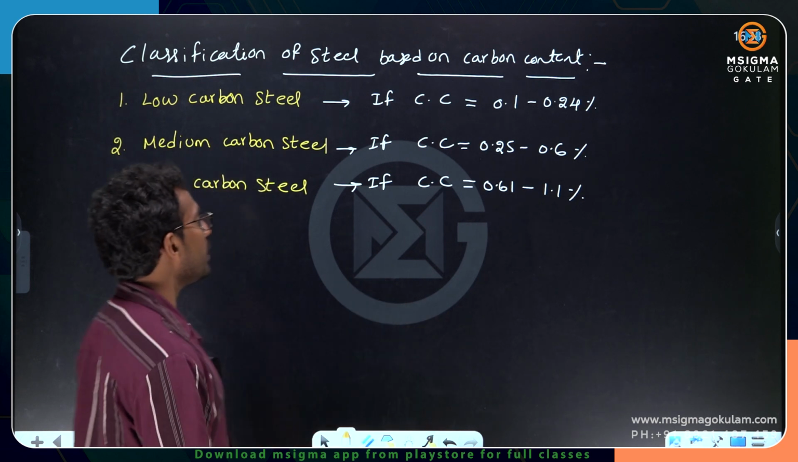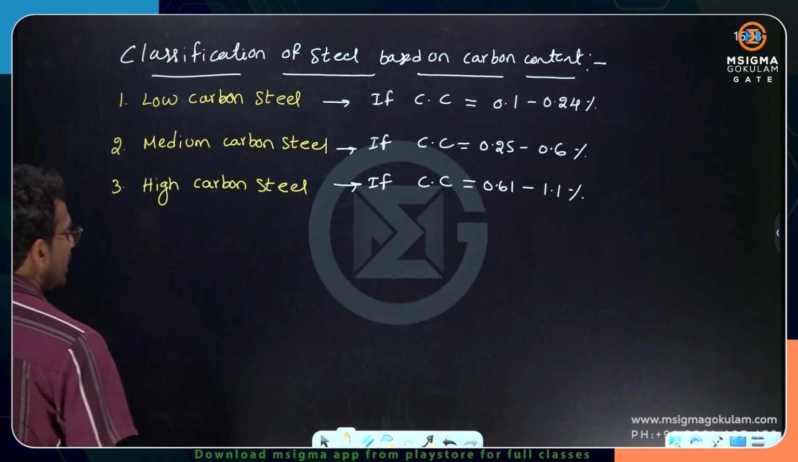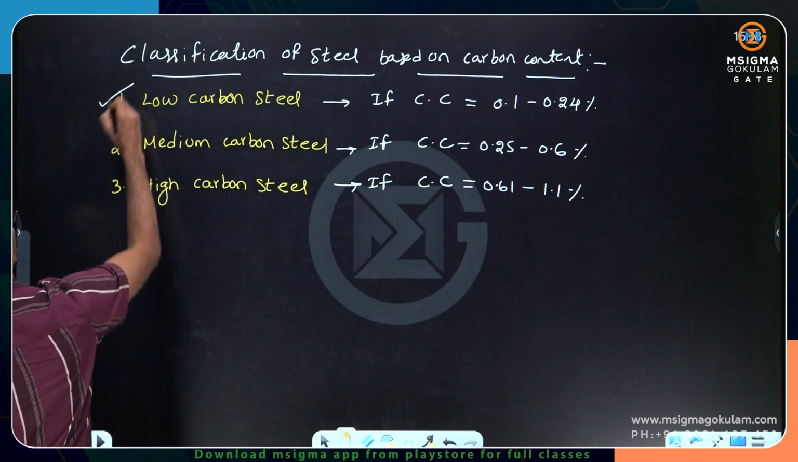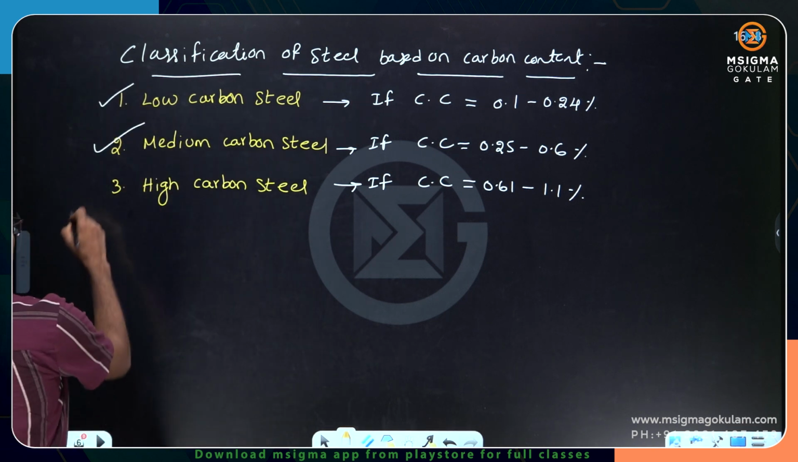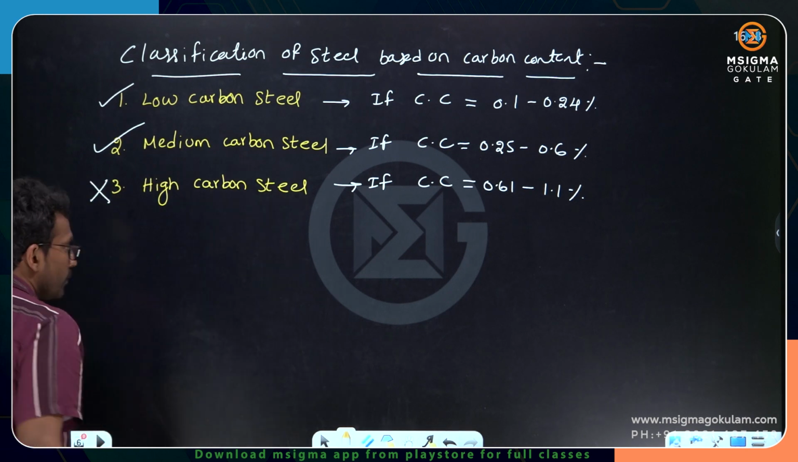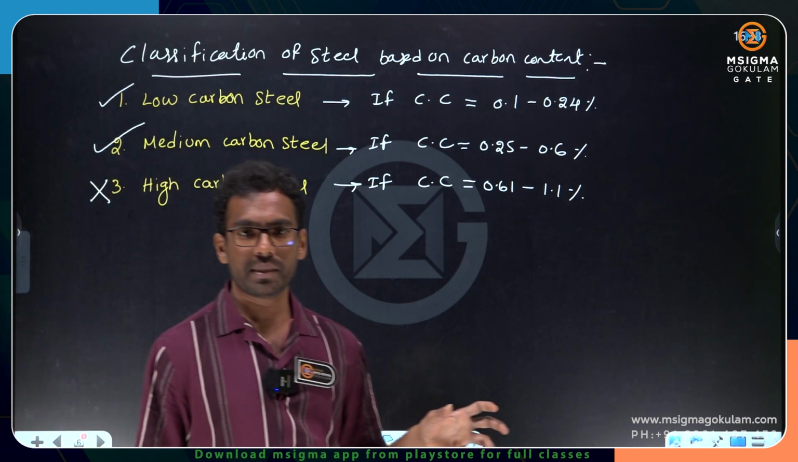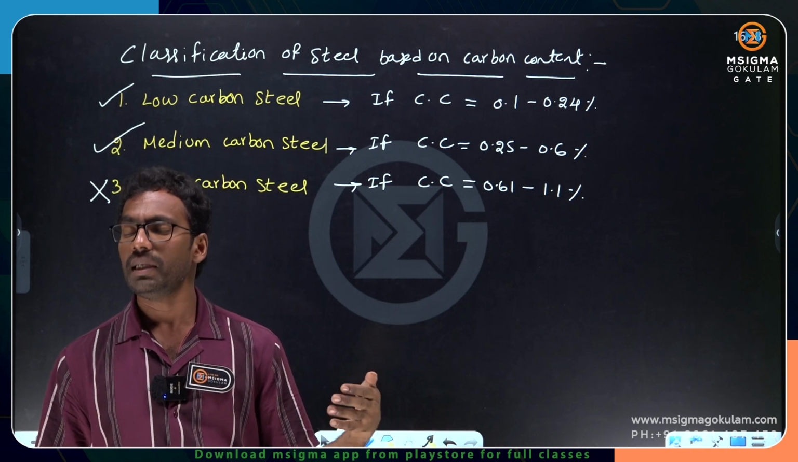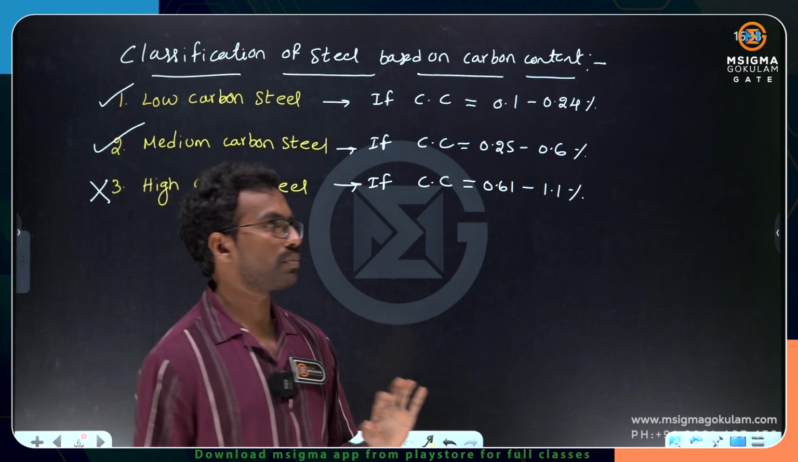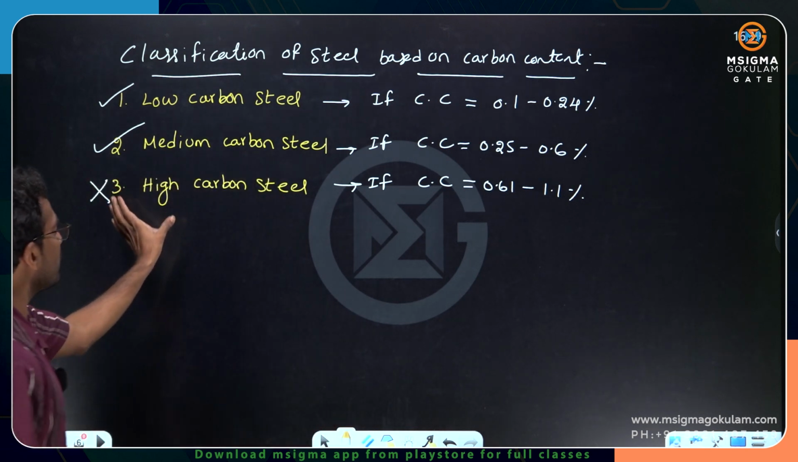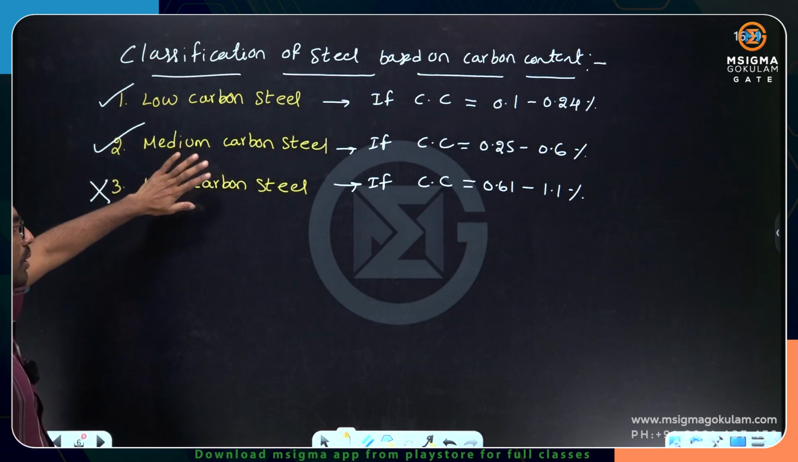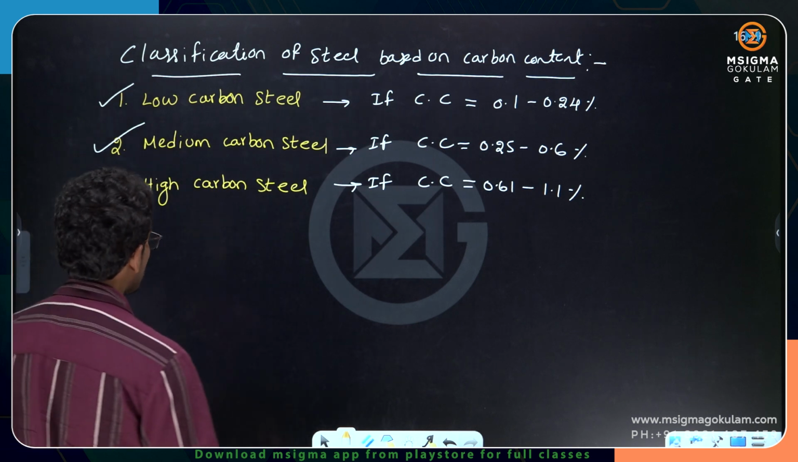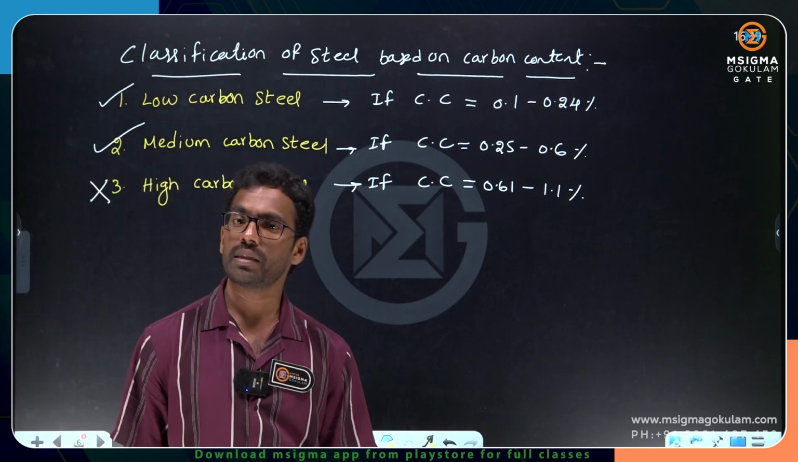But the very important thing is, for most structural applications, we use either low carbon steel or medium carbon steel, and we do not use high carbon steel. The problem with high carbon steel is that, as I told you, as the carbon content is very high, the material becomes more brittle. That is the biggest problem. So, for structural applications, high carbon steel should not be used. For structural constructions, high carbon steel is avoided.